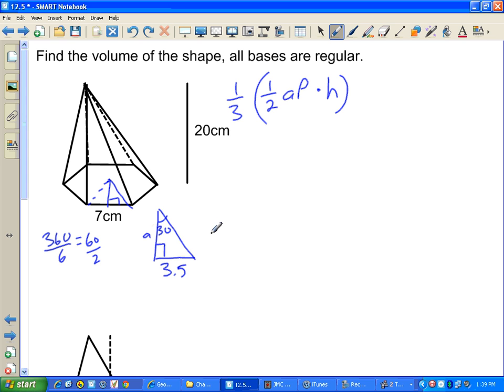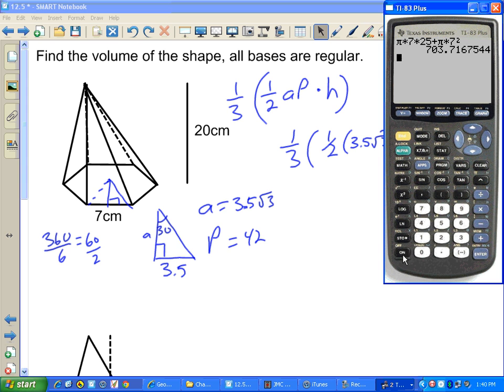I need to know what the apothem is, so we use trigonometry. If you notice, this is a 30, 60, 90 triangle. So if I take the short side and multiply it by the square root of 3, that will give me my apothem. So it's 3.5 times the square root of 3. Now I can find the volume. Our perimeter would be 7 times 6, which is 42. So I can take 1/3 of 1/2 of my apothem times my perimeter.